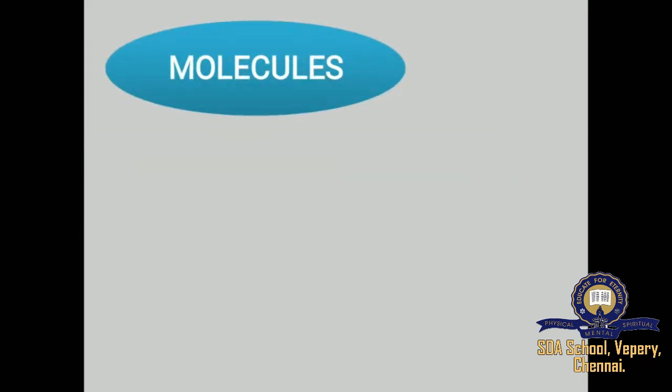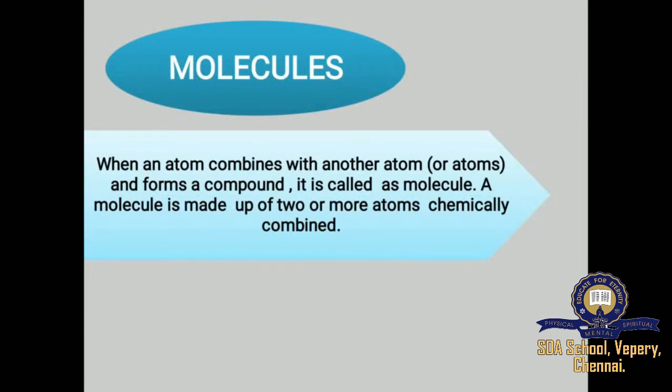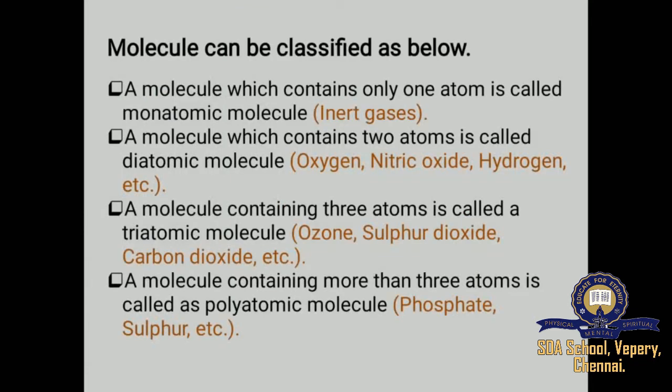Next is molecule. When an atom combines with another atom or atoms and forms a compound, it is called a molecule. So a molecule is nothing but when an atom combines with another atom, or when two or more atoms combine, they are called a molecule. A molecule is made up of two or more atoms chemically combined. So molecules can be classified as below.